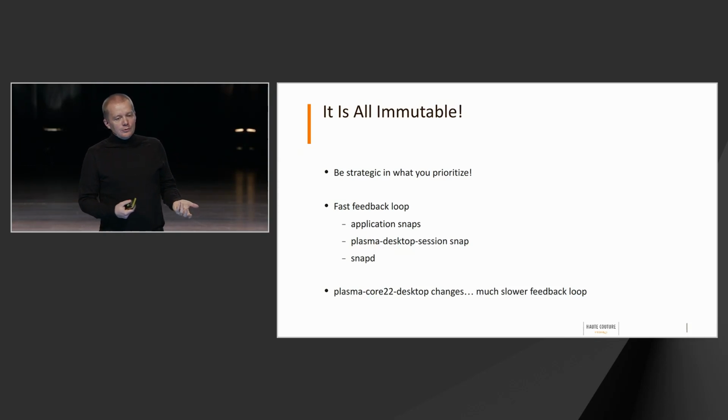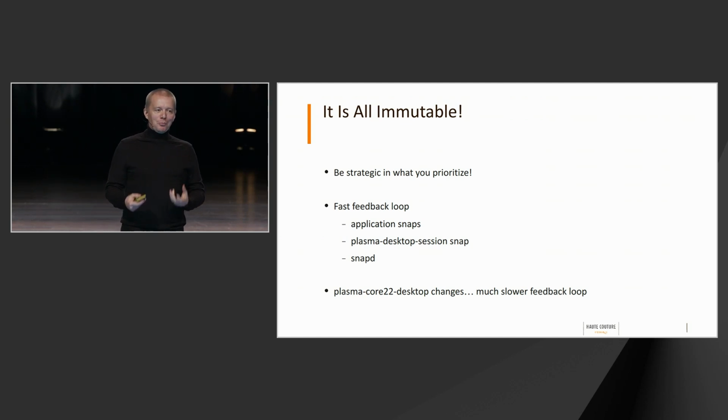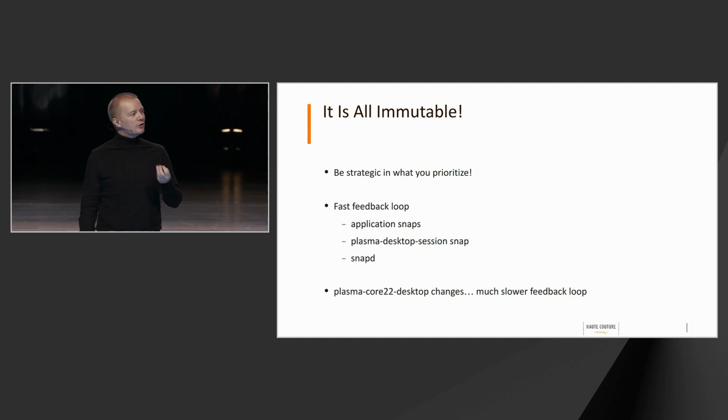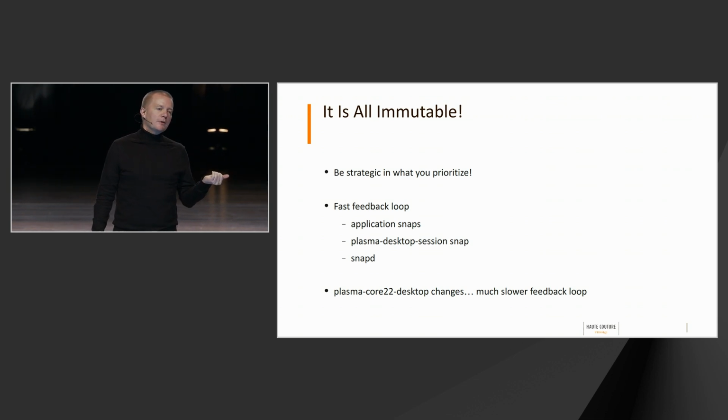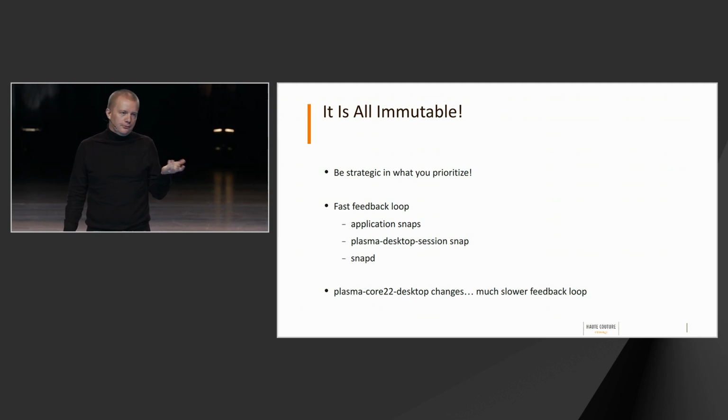As you deal with problems, you have to really remember, yeah, it's all immutable, right? That's the whole point when you're making your image. It is immutable. That means you have to be strategic in what you prioritize to try when you're trying to debug a problem, and you want to validate your theory. Because the feedback loop is not the same depending on what you're looking at. If you need to change an application snap, yeah, the feedback loop is kind of quick, right? You just roll the new snap, install that into your running VM, and then you can see the effect.